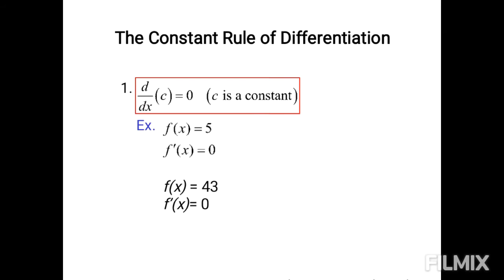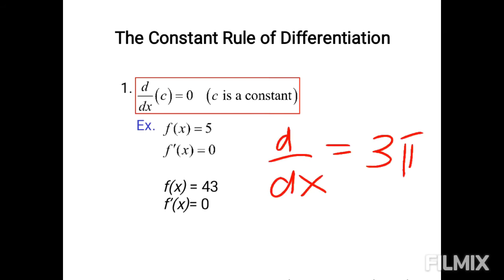Let's have another example. Say I asked you to find the derivative of 3 pi. The answer will also be 0. Why? Because pi has its equivalent value, which is 3.1416, that we need to multiply by the constant 3. So the product will also be a constant. That's why our derivative for this is equal to 0 as well.